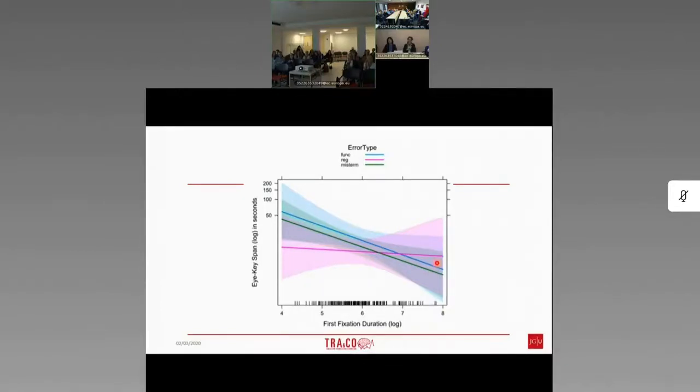So if you have a very long first fixation, so if there's a large effect early on, you very immediately correct that error. And the opposite is true. If there's very little or no effect in the early processes, if the first fixation is very short, then the error is corrected very late. And for register errors, none of that is there. So this was the only point where we could dissociate these three error types apart from the source text reading types.